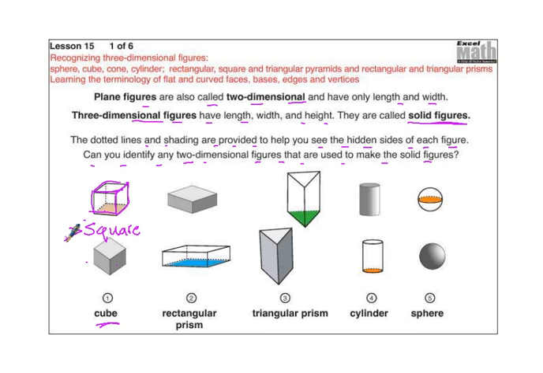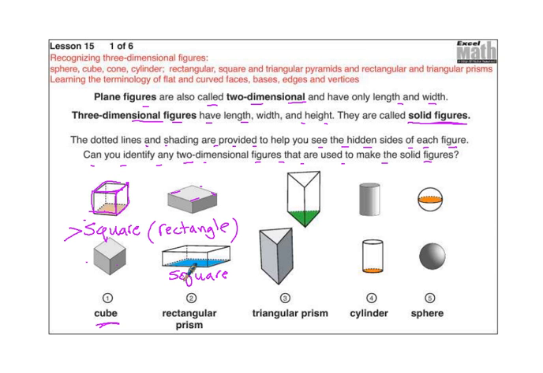Okay, I'd like you to pause the video and try to write in here for number 2 what flat, two-dimensional shape you see that makes up this three-dimensional shape. Okay, so you should have written rectangle. The top of this also looks like it might be a square, so you could write square too.